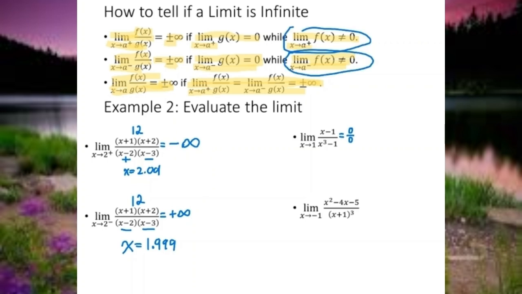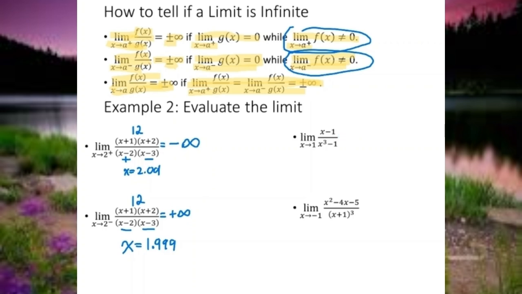Recall 0 over 0 is an indeterminate form. We don't know for sure if our limit is equal to a number or if it's going to increase or decrease without bounds. We cannot draw any conclusions. What we should do from here is use the strategies we learned in the previous section to rewrite our function, and then we can try to evaluate the limit from there.